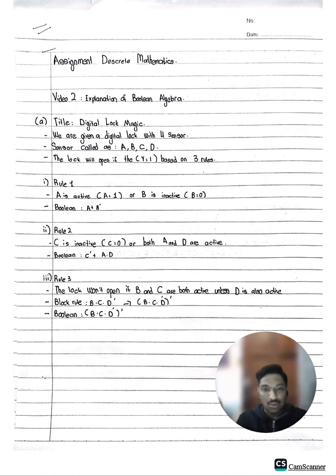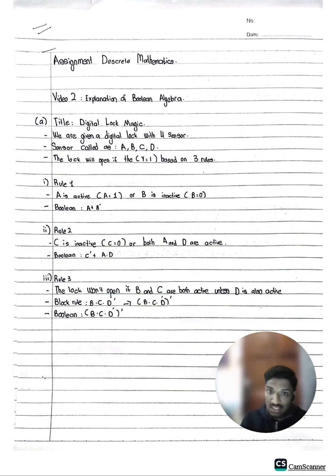So what are the rules? Rule 1: A is active, which means A equals 1, or B is inactive, which means B equals 0. The Boolean expression is A plus B bar. Rule 2: C is inactive, C equals 0, or both A and D are active, which means A equals 1 and D equals 1. The Boolean expression is C bar plus A times D.